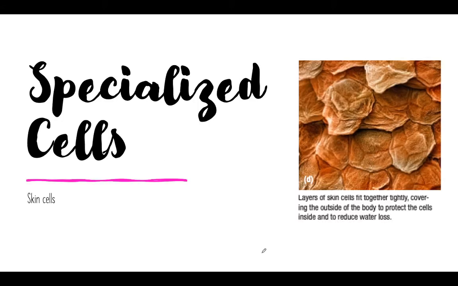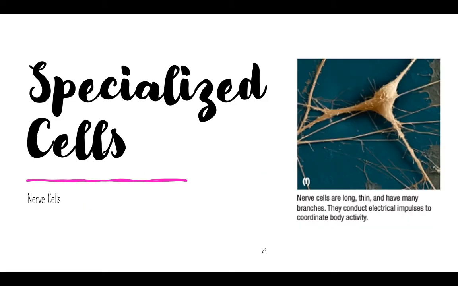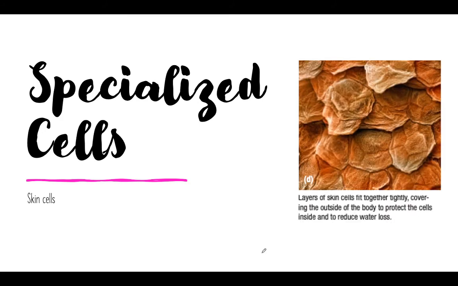So we've looked at skin cells, bone cells, red blood cells, nerve cells, and what was our first cells that we looked at? I forgot. Muscle cells, right? So all of these are the specialized cells that we're going to need to know for grade 10. Muscle, nerve, red blood cells, bone cells, and skin cells.